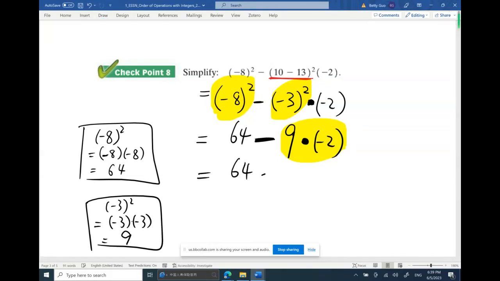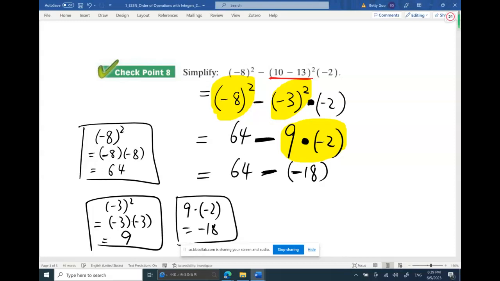So bring down 64 minus. What is 9 times negative 2? The yellow part. Negative 18, exactly. 9 times negative 2 is negative 18. So minus negative 18.